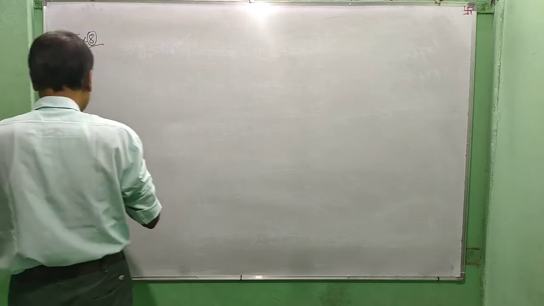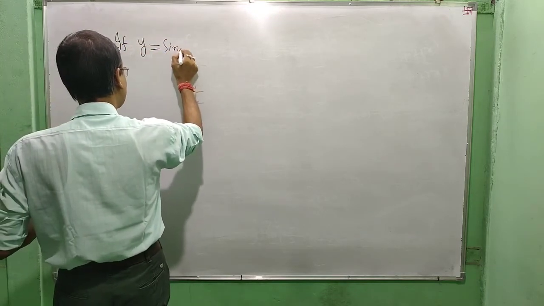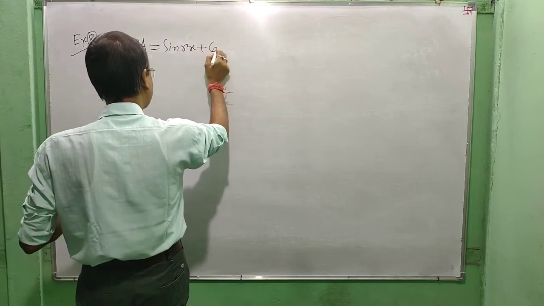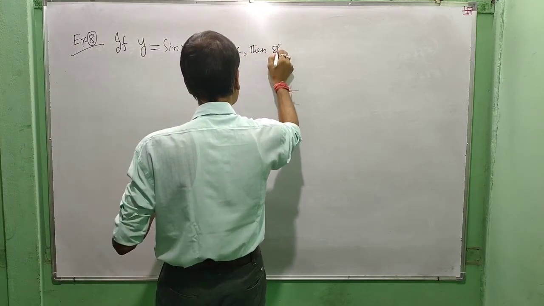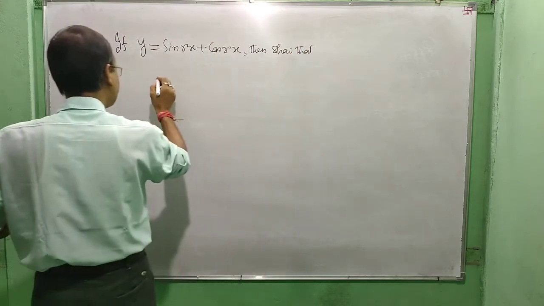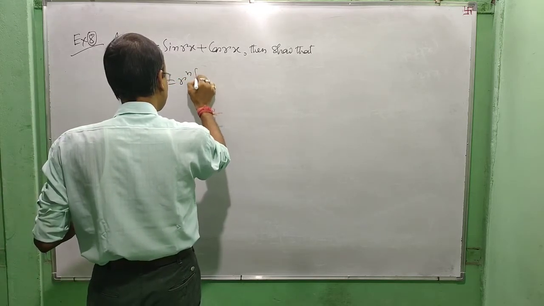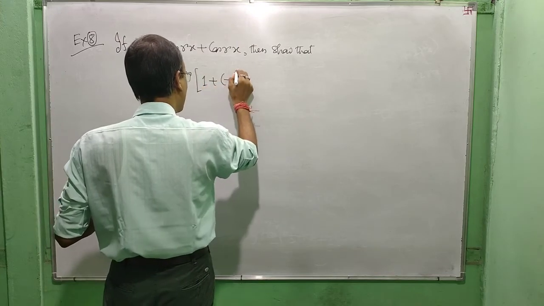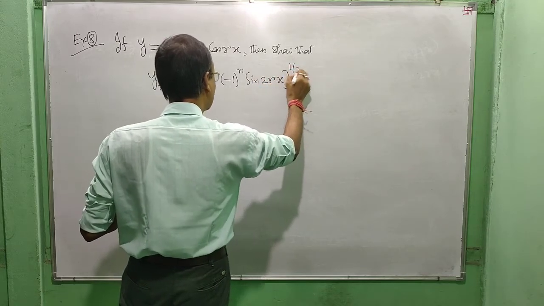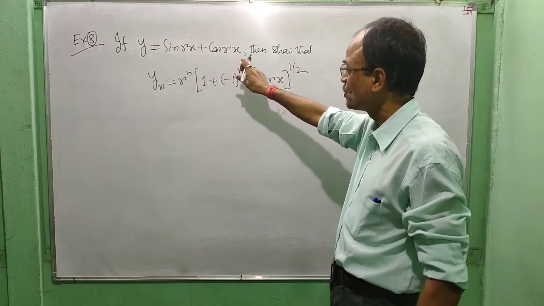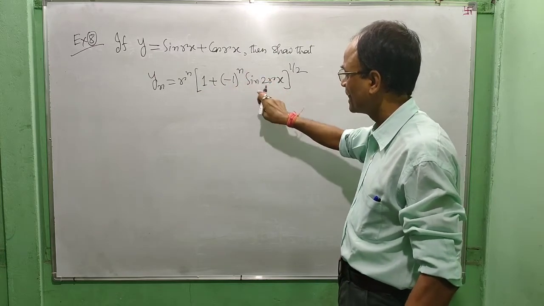Let us take another problem. This is example number A. If y is equal to sin Rx plus cos Rx, then show that yn is equal to r to the power n into (1 plus (minus 1) to the power n sin 2Rx) whole to the power half.